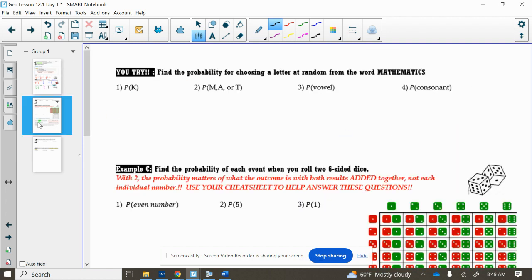On the next page, there are some for you to try. What is the probability, if you are using the word mathematics, which has a total of 11 letters, that you will get the letter K, that you will get the letters M, A, or T, that you will get a vowel, so A, E, I, O, or U, and that you get a consonant.